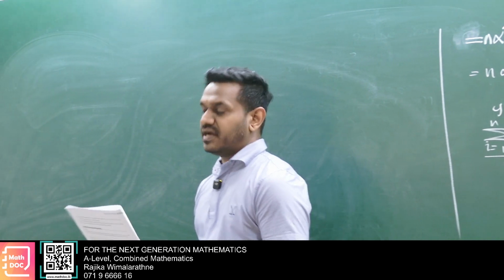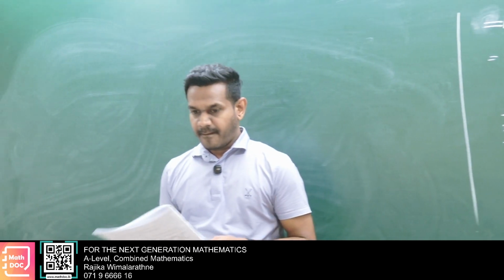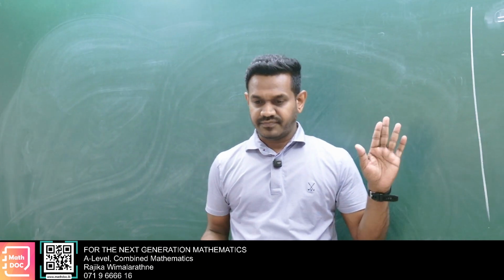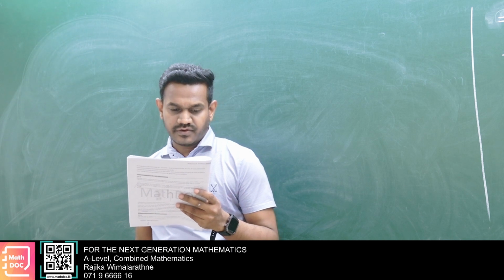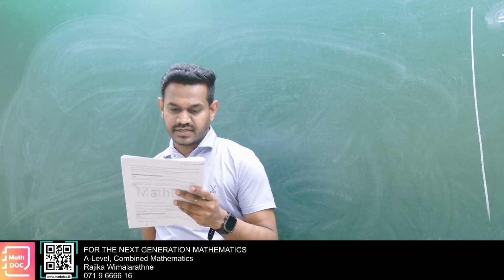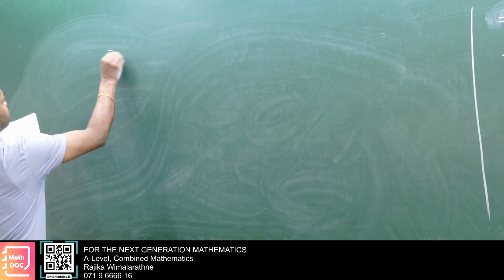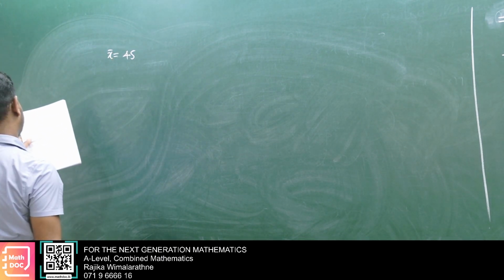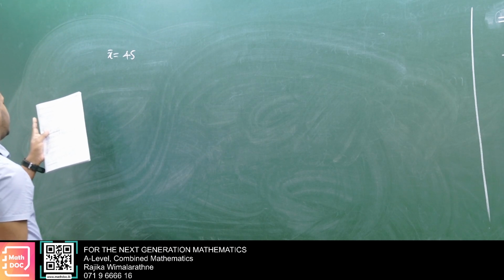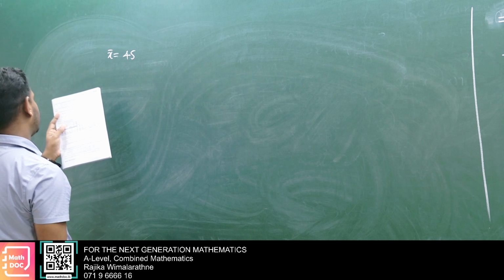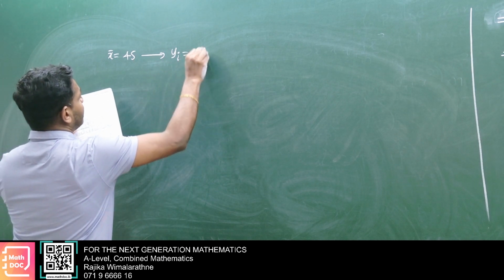The proof is somewhat hard, but the question is simple. Now let's see. The mean of marks obtained by candidates in a certain examination is 45. Here x bar is 45. These marks are to be scaled linearly to give mean 50 and standard deviation 15. Then take the transformation yi = alpha xi plus beta.